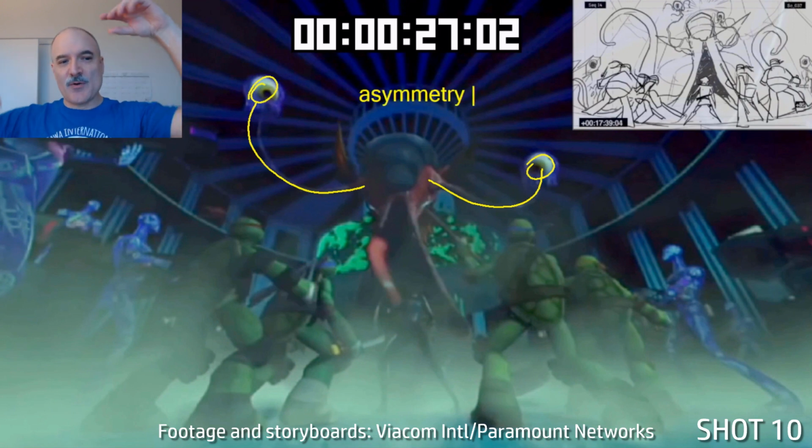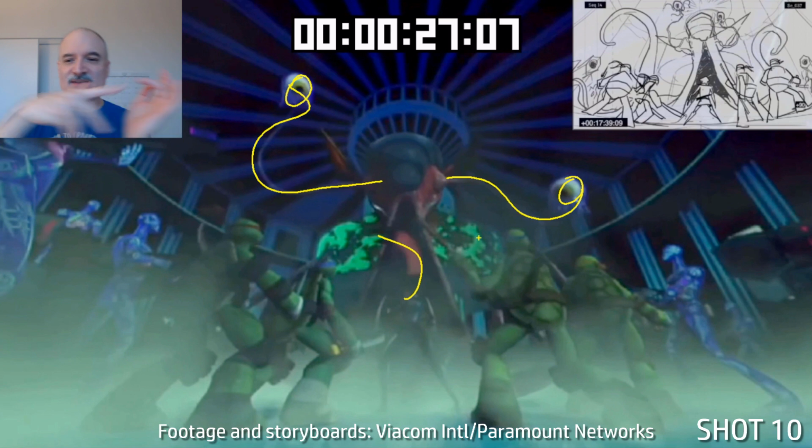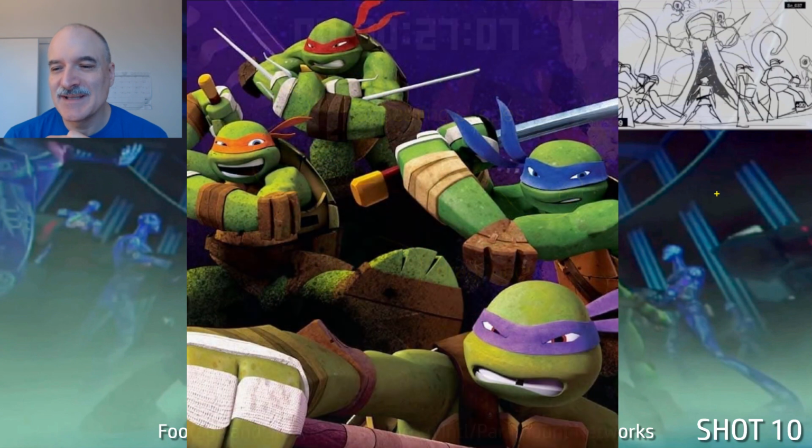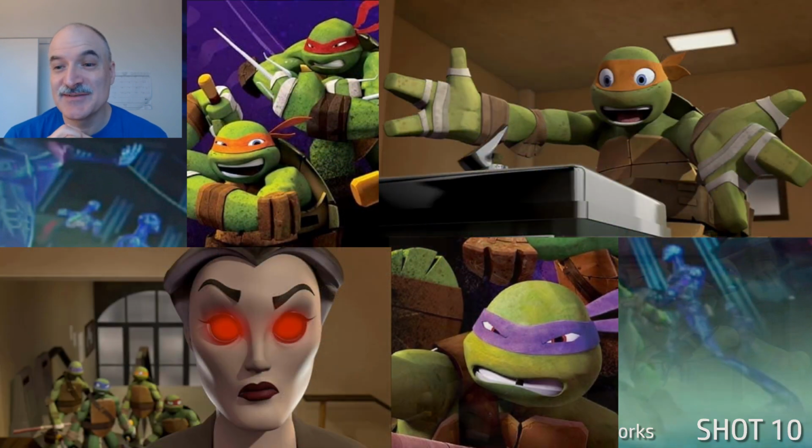Nice asymmetry we want to keep on those eyes. Keep that tongue overlapping and dragging, peeling shapes. That's just a general rule. Again, what we want to do is make everything appealing and entertaining.